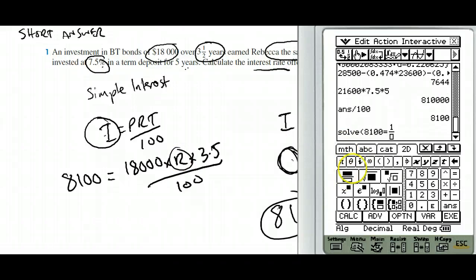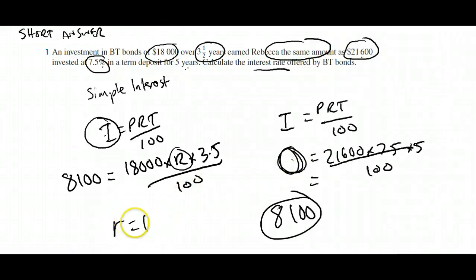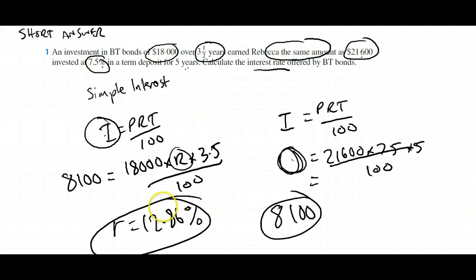Let's put in a fraction, 18,000 times R times 3.5, put it all over 100, and go comma R. We've got R equals 12.86. So that's our answer for question 1, 12.86%.